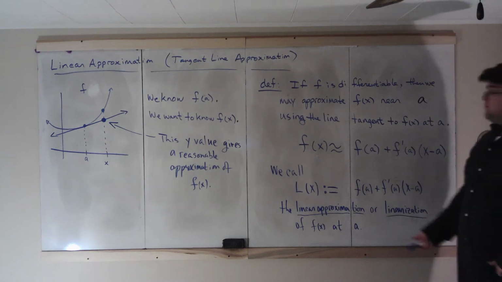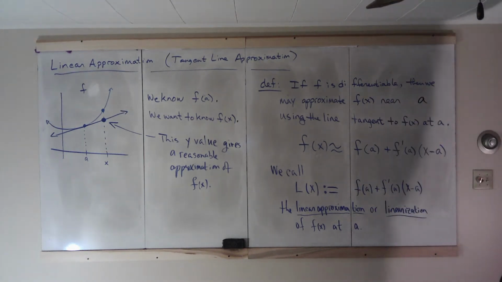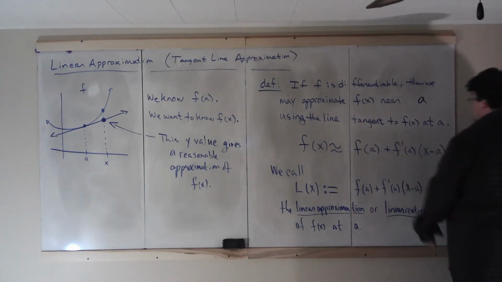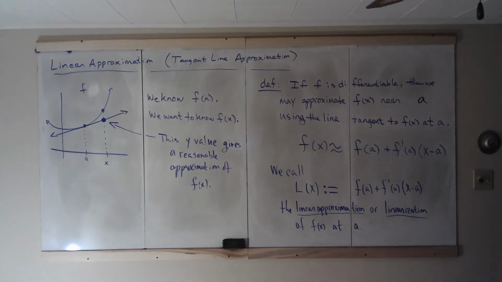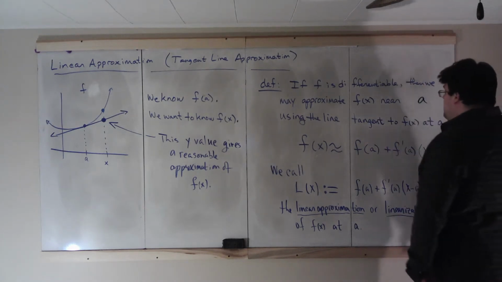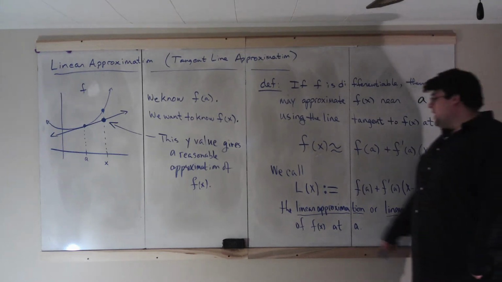And these are not equal, so we use the approximately equal to symbol. F of x is approximately equal to f of a plus f prime at a times a change away from a, times x minus a. And we're going to call this right side a function. We're going to call it capital L of x.